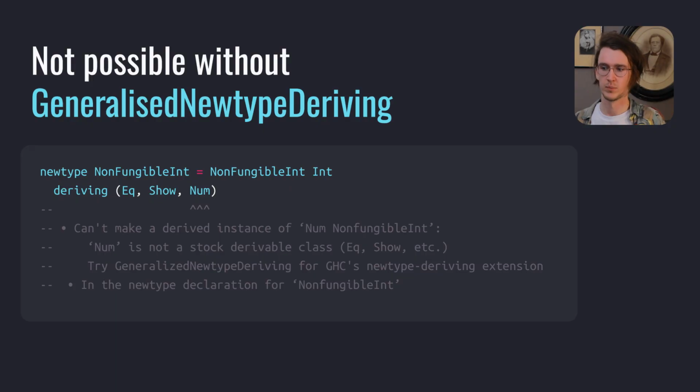And it won't be possible without this extension. The compiler complains that it cannot make a deriving instance of Num for Non-fungible Int because Num is not a stock derivable class, and suggests trying the GeneralizedNewtypeDeriving extension. We don't have to use GeneralizedNewtypeDeriving with explicit strategies, but then it's up to the compiler to decide what and how to derive.